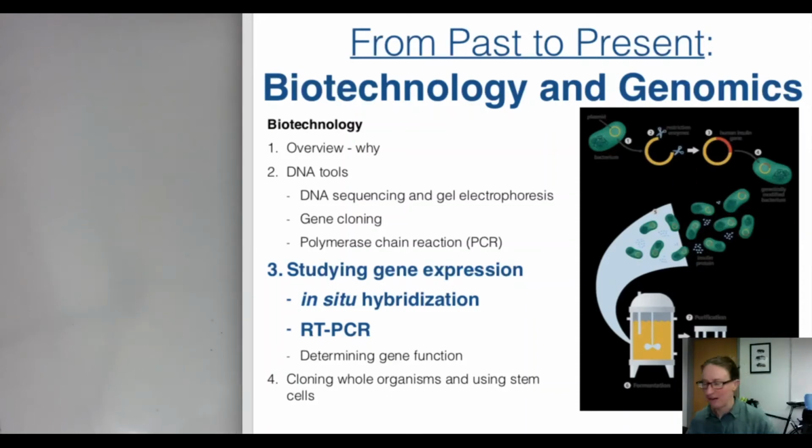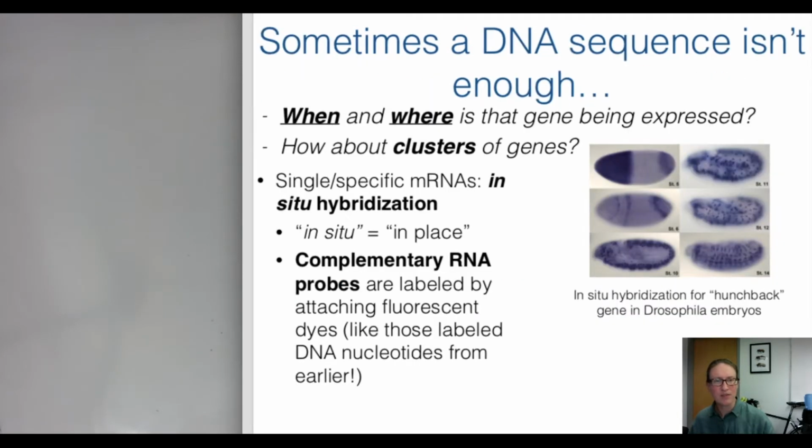Okay, in this video we're going to talk about techniques used to study gene expression in different organisms, specifically the technique of in situ hybridization, as well as a method called RT-PCR. So the thing is, it's often not enough to just know the genetic sequence of an organism. Instead, in a lot of cases, it's much more informative to know when and where a given gene is being expressed. And the same is true in other cases for knowing about expression of different clusters of genes.